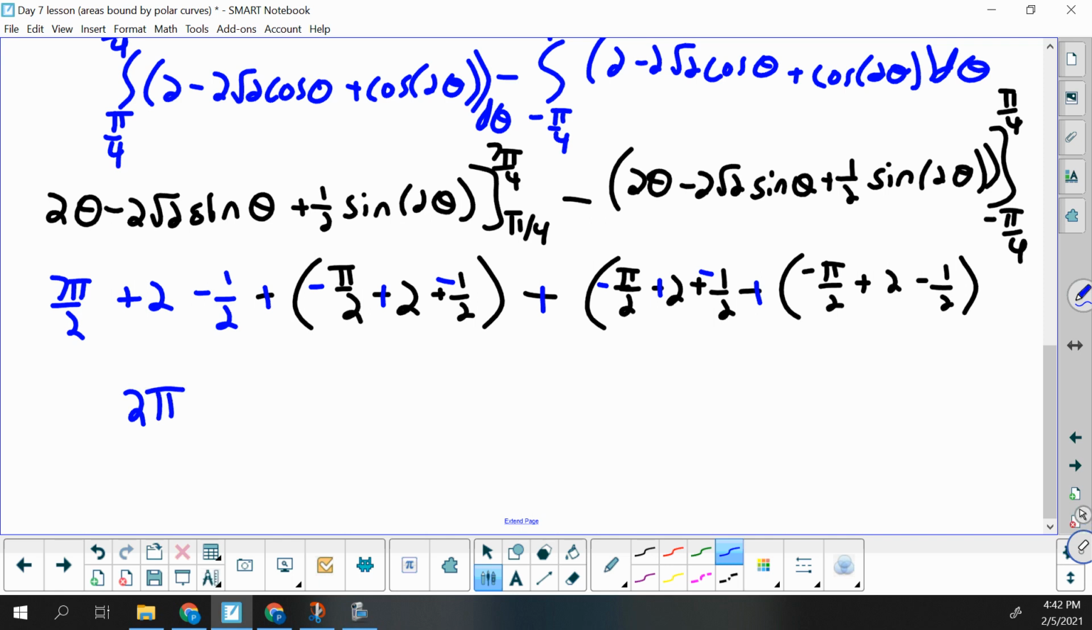Let's do our integers. We have 2 plus 2 is 4, plus 2 is 6, plus 2 is 8. We got a plus 8 from the integers. Now let's do our fractions. We have 1, 2, 3, 4, negative 1/2, so that's negative 2. So this will end up giving us 2 pi plus 6. And that's the area of our shaded region. We did the big loop minus the little loop that we didn't want.